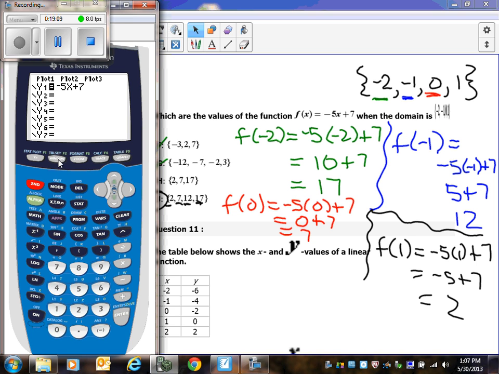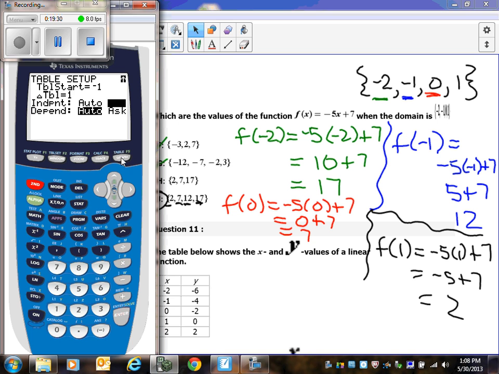But let's say they weren't in order. What you could do is go back to your table set and say, look, instead of automatically giving me every single x value there is, how about you ask me what I want? So I could go ahead and set this to ask, and just make sure you push enter on that.